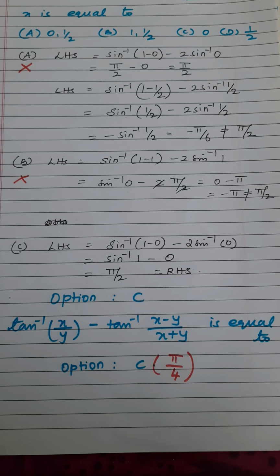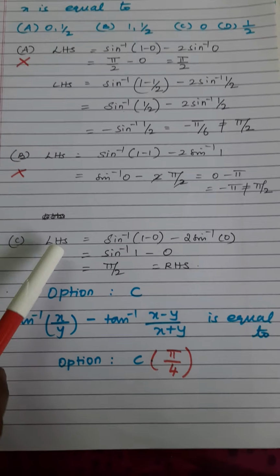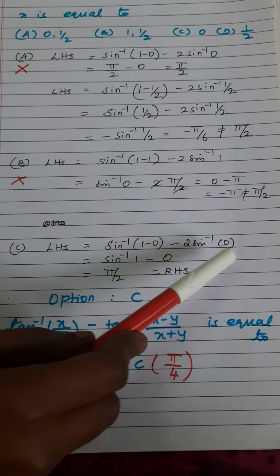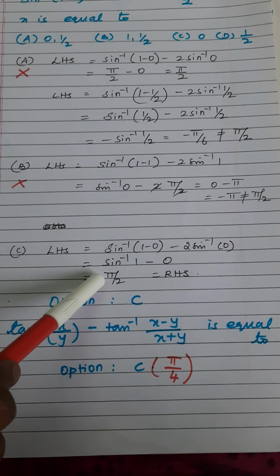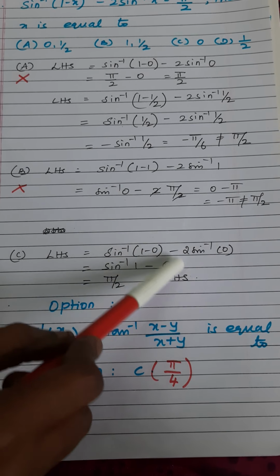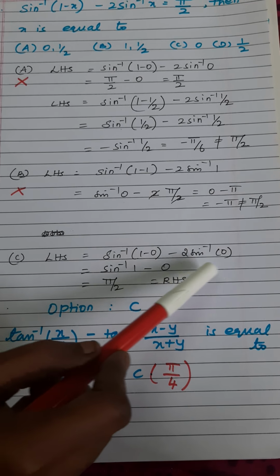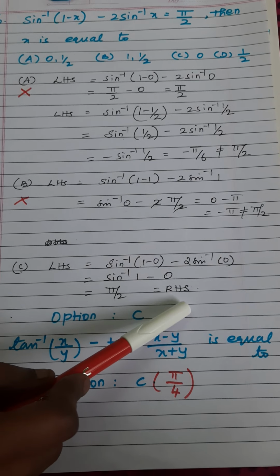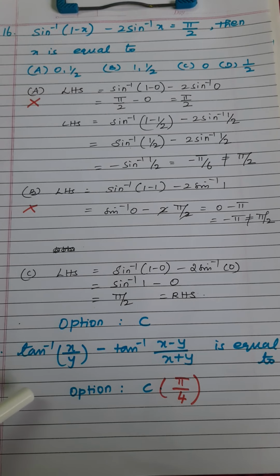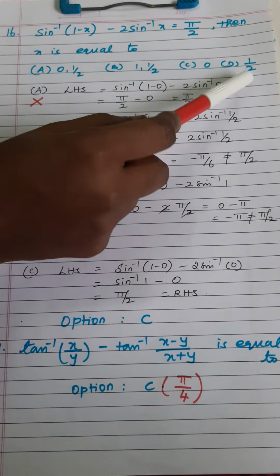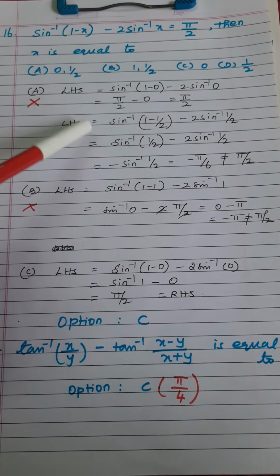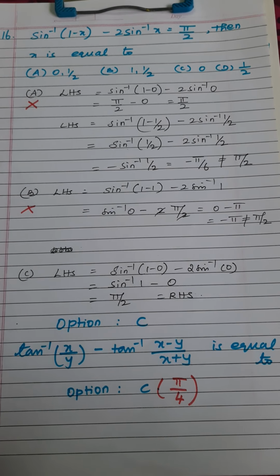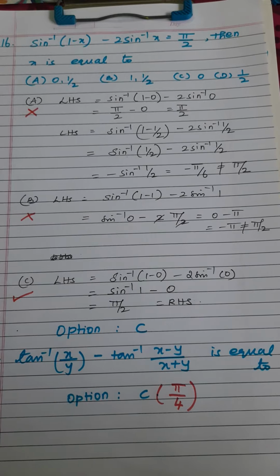Now we will check option C. LHS equals sine inverse of 1 minus 0, minus 2 sine inverse 0. So in sine inverse 1 minus the entire term, the second term will become 0 because sine inverse 0 is 0. So sine inverse 1 is pi by 2. That is the required RHS. Okay. Now we will check option D. D is 1 by 2. Already we have checked for 1 by 2. We didn't get the correct answer. So the correct option is option C, that is 0.